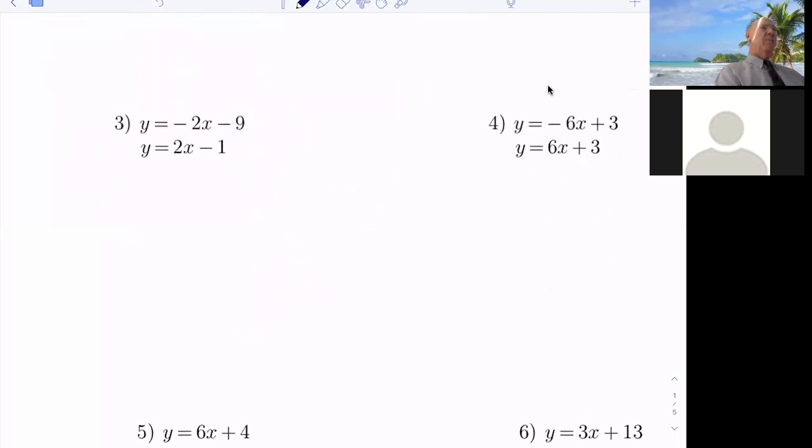Okay, here we go. Number 3. It says y equals negative 2x minus 9. That means wherever you see a y, I'm going to put what? So this y right here that's highlighted, I'm going to change that to what? Negative 2x minus 9. All right, come on now.